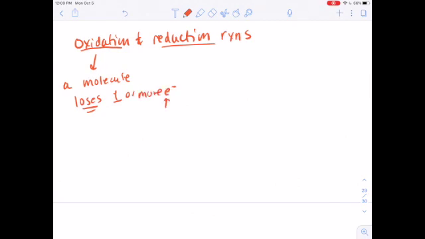And I'm just writing electrons with an E with a negative charge to it. If a molecule loses one or more electrons, it's been oxidized. It's an oxidation. A reduction is the opposite. It's when a molecule gains one or more electrons.